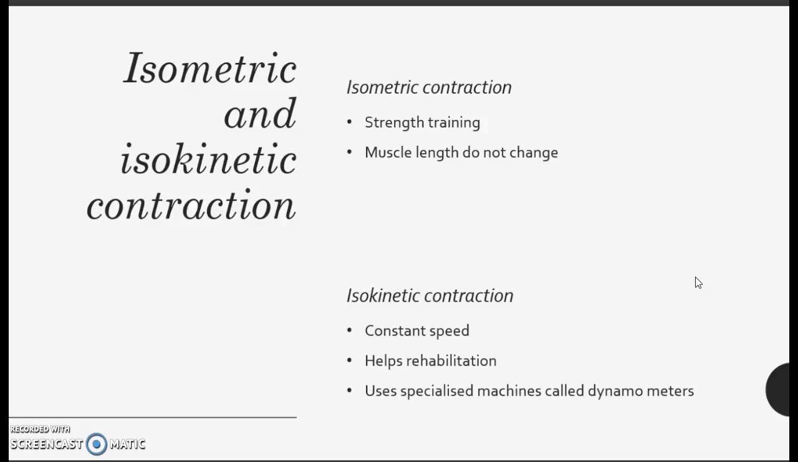So kinetic is the constant speed, and a lot of people use this in rehabilitation. It uses machines called dynamometers, which help you to move your leg up and down, in one example, at the same speed up and down. So say if you injured one of your muscles in your upper leg, it does allow you then to rehabilitate this muscle and improve your strength.